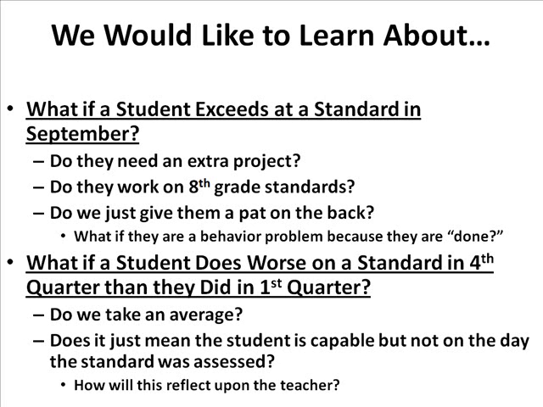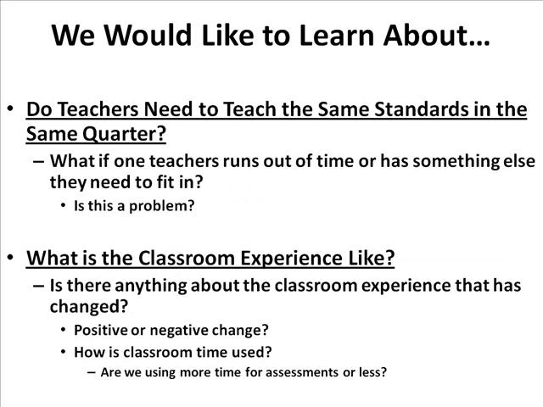What if a student does worse on a standard in 4th quarter than they did in 1st quarter? Do we take an average? Does it just mean that that student is capable, but not on the day the standard was assessed most recently? And how does this reflect upon the teacher? I would assume none of us want to see our students regressing in their abilities during 4th quarter, and therefore, how do we handle that sort of thing?